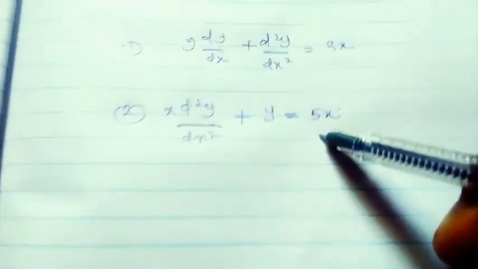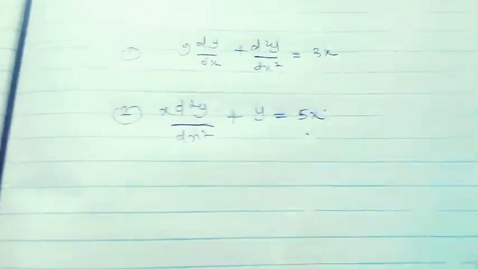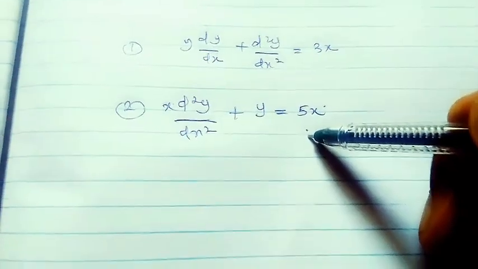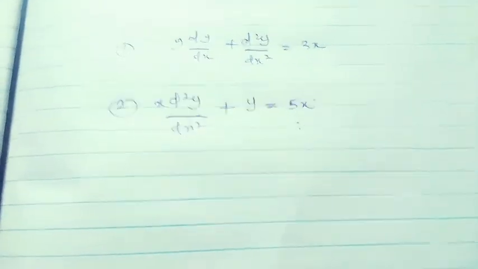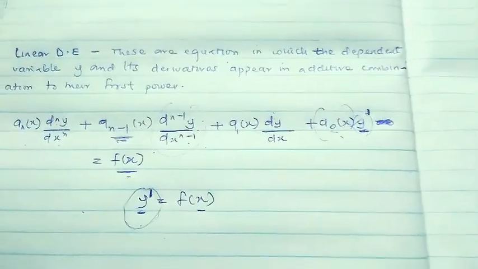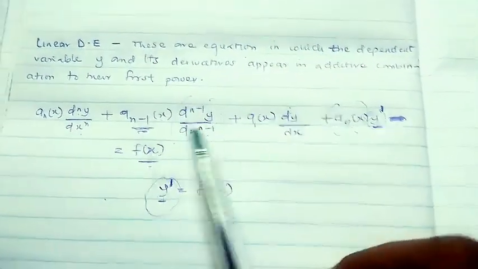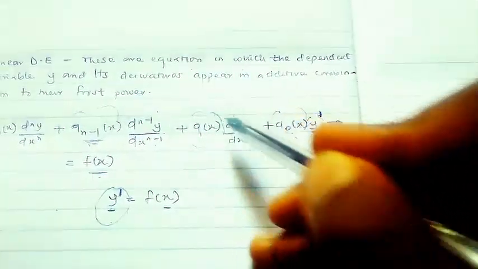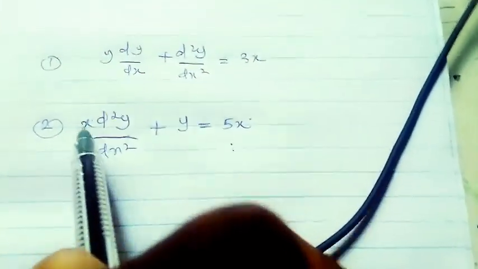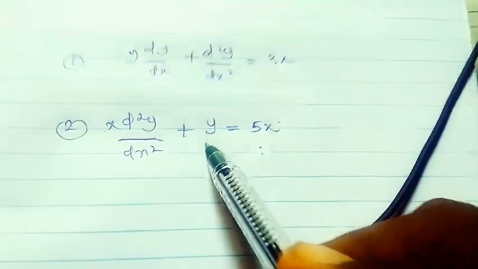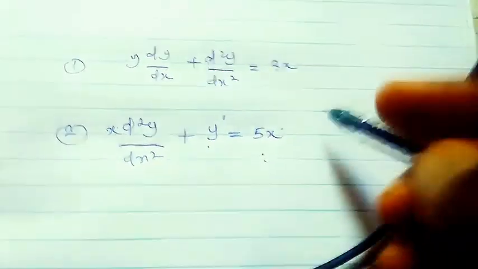Looking at this second equation, this is actually following our linear differential equation general form. Why is it following our general form? Because our general form says that the derivative must be multiplied by coefficients of x. These are coefficients of x, coefficient of x, coefficient of x. So in this particular equation, you see that this derivative here is multiplied by what? A coefficient of what? x. And also the dependent variable is of what? First power.